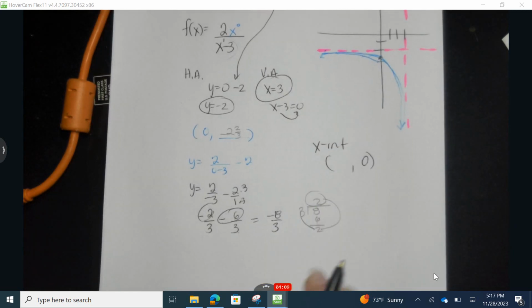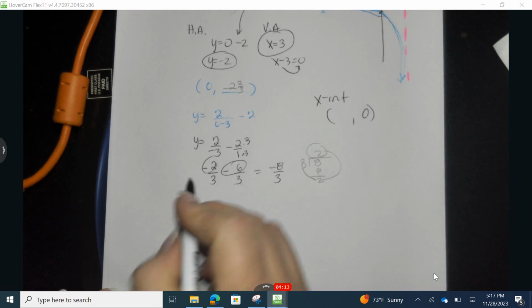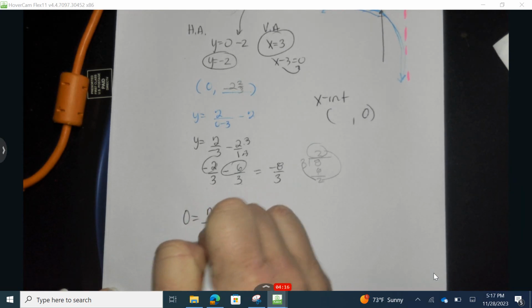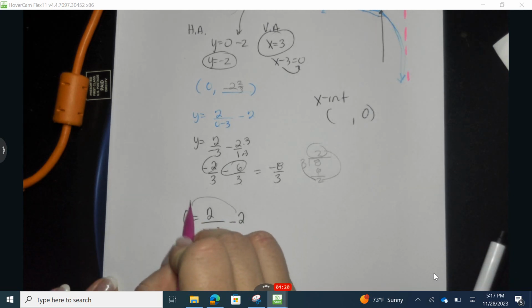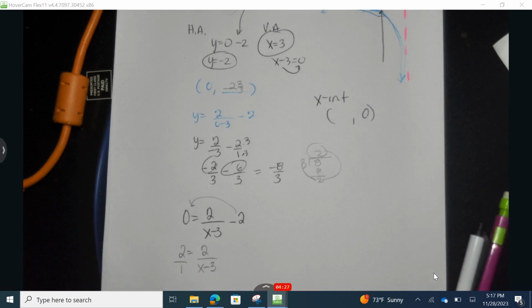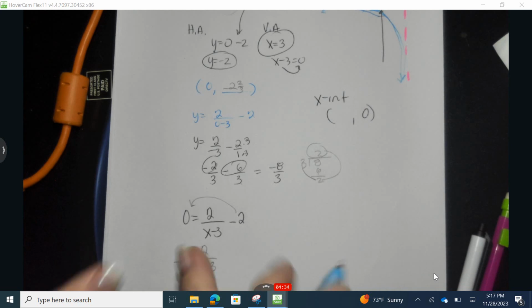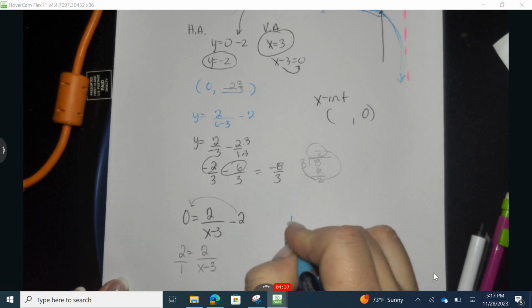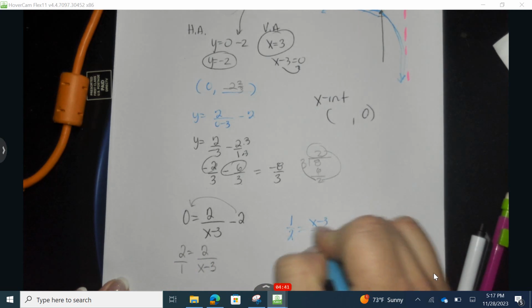Let's move this down here so everybody can see. I'm going to substitute 0 in for y: 0 equals 2 over x minus 3, minus 2. I'm going to start by adding 2 to the opposite side. 0 plus 2 is 2. We have a couple different ways we can do this, but I want to teach you a shortcut. I can take this exact same equation and flip them both. So instead of 2 over 1, it's 1 over 2, and instead of 2 over this quantity, it's x minus 3 over 2.